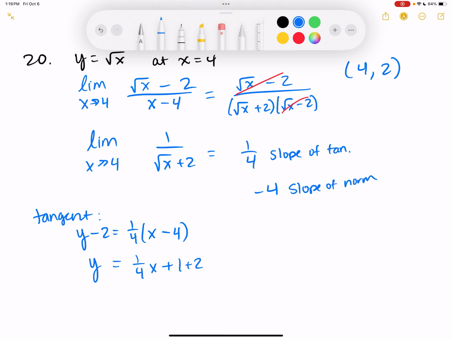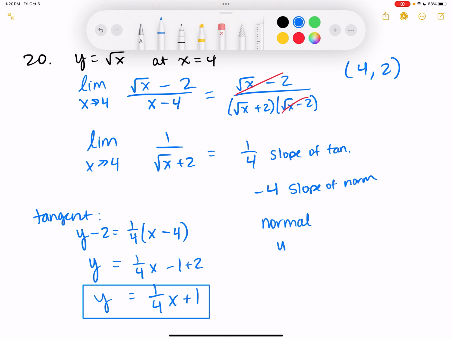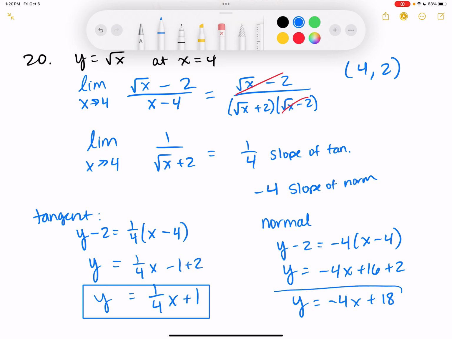Wait. No, I lied. It's minus 1. I was like, that didn't look right. y equals 1/4 x plus 1. So this is my tangent. And then my normal line, I use the other slope, y minus 2 is equal to -4 times x minus 4. So y equals -4x plus 16 plus 2, or y equals -4x plus 18.